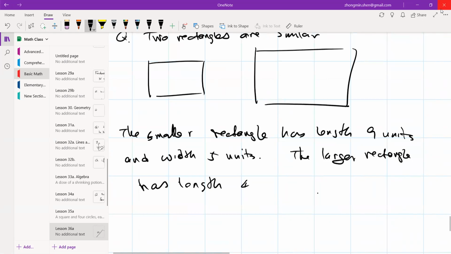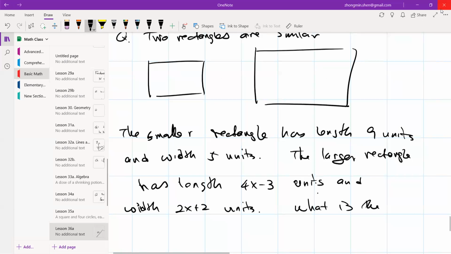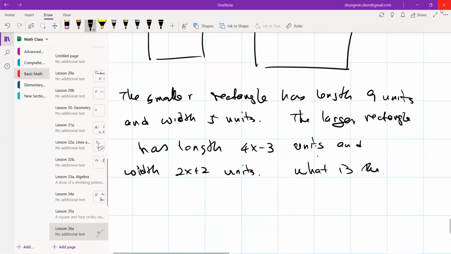Its length is 4x minus 3 units and width 2x plus 2 units. Okay. What is a parameter? What is x? Let's just find x. What is the value of x?